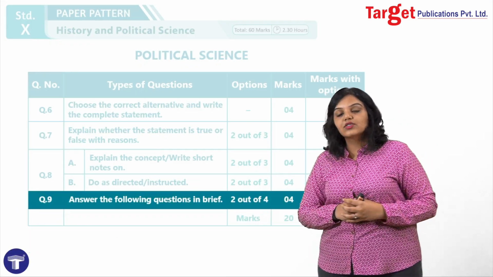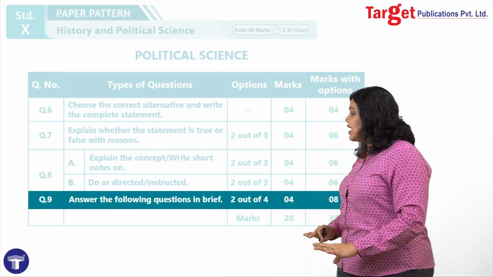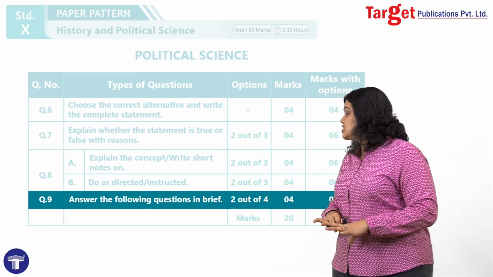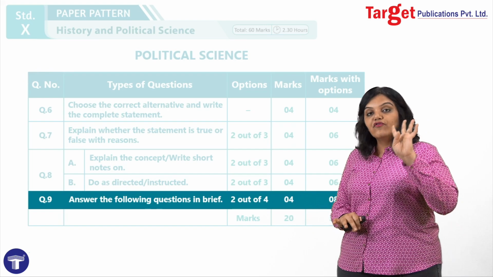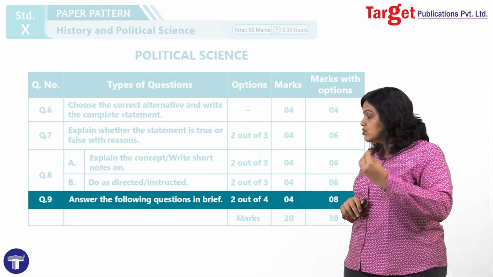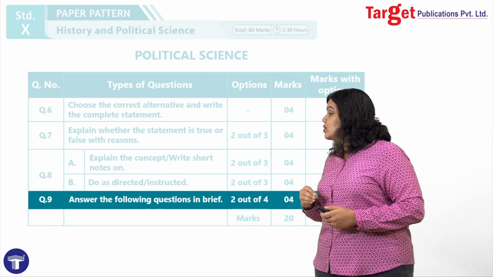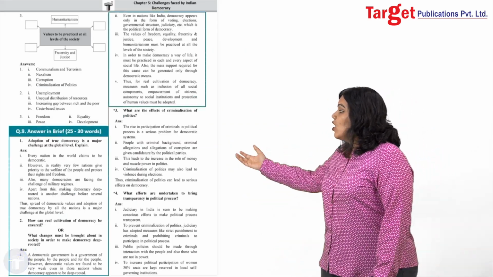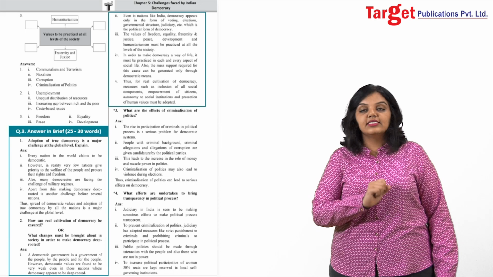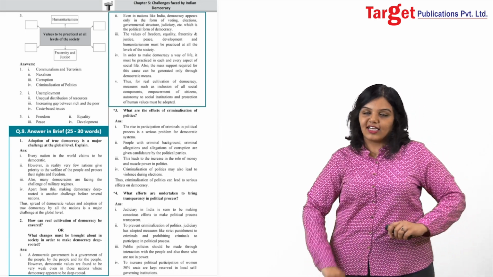Finally, we come to the last question of your paper, that is question 9. That is answering the questions in brief. You'll be asked to write only 2. You'll have 4 questions given to you. You have to choose any 2, and each of these will be of 4 marks. So this is the long answer question, of which we have given you plenty of practice in our Target notes.